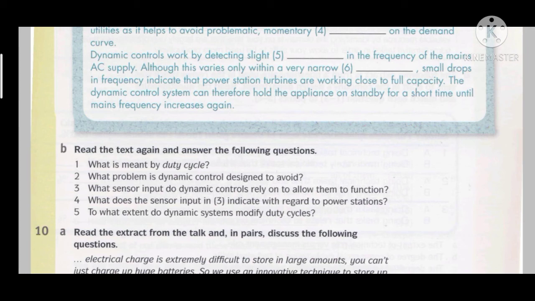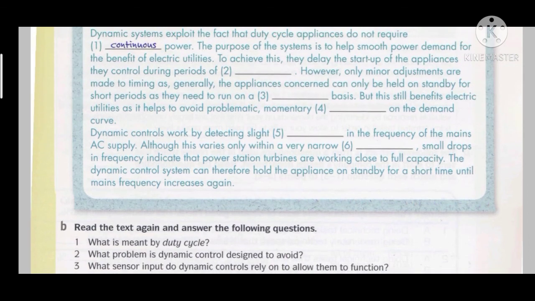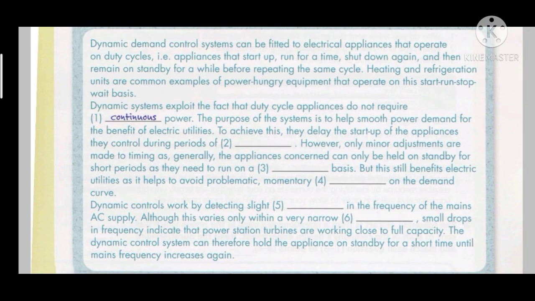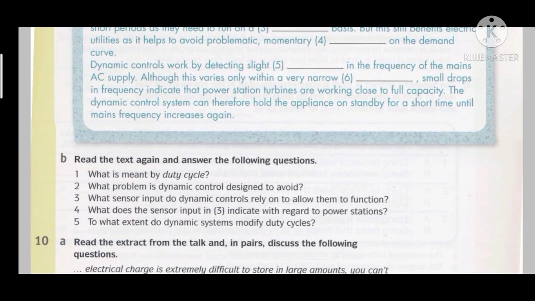Number 4. What does the sensor input in 3 indicate with regard to power stations? Let's see. Yes, this is it. Only minor adjustments are made to timing, as generally the appliances concerned can only be held on standby for short periods as they need to run on a continual basis. So it is going to be... what is it? No, that's not it. Oh wait, yes, they meant number 3 in the questions.